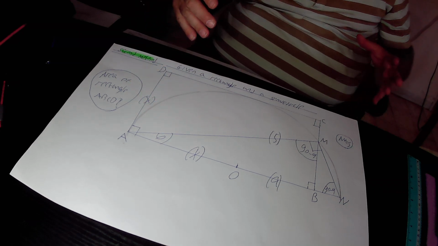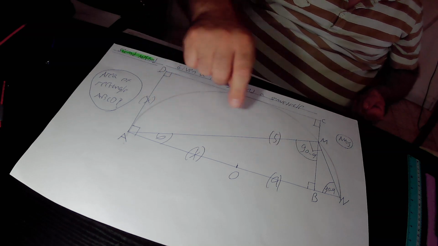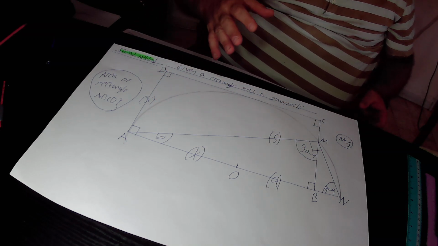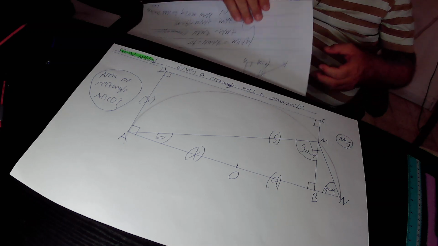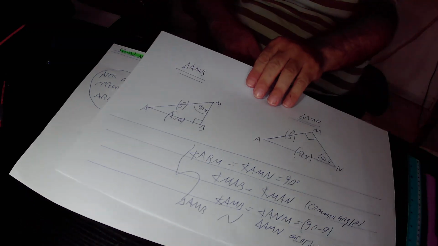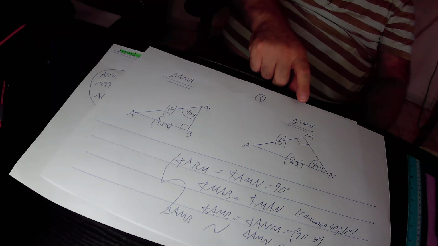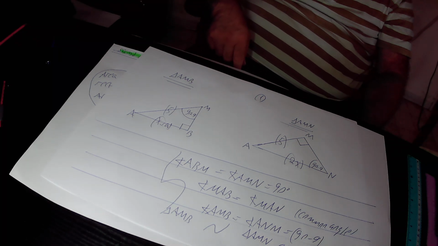In the next step, I take the right triangle AMN and the right triangle AMB to a new page, and prove that those two right triangles are similar to each other according to the angle similarity rule. So those are the two right triangles, AMB and AMN, copied from the original drawing.